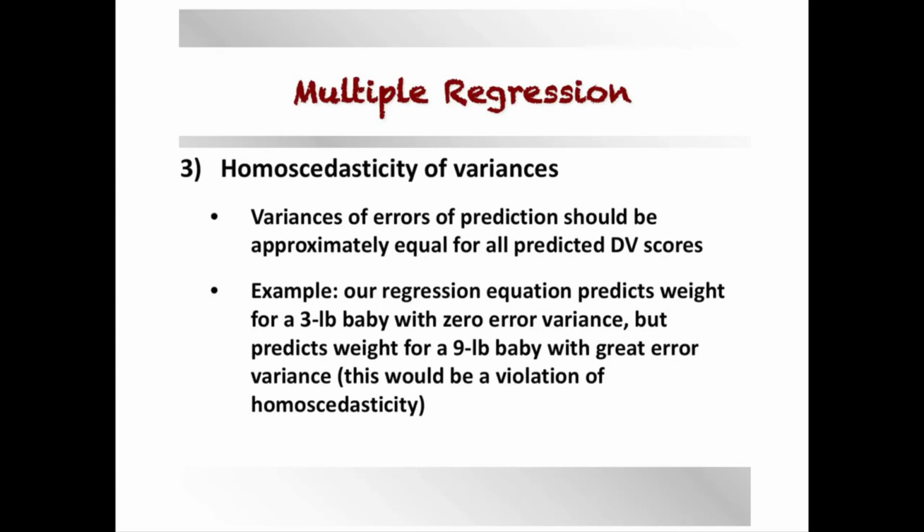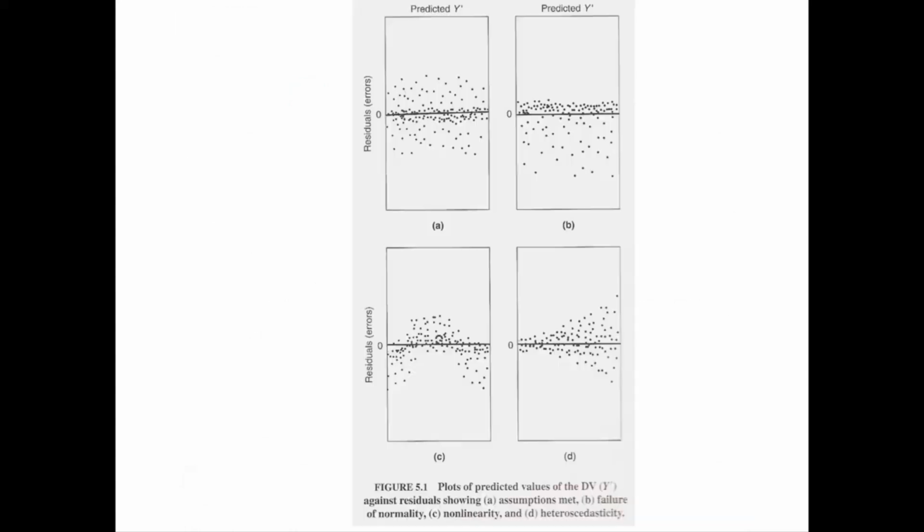The homoscedasticity of variance one. Again, you're going across on birth weight, and you're trying to figure out, is there a lot of variance in our prediction for a light baby versus a heavy baby? Maybe our equation is really accurate, meaning low variance for an 8-pound baby, but for a 3-pound baby, we're wildly off all the time, or there's just a ton of variance, or vice versa. In this case, the example says the weight prediction for a 3-pound baby is really accurate, but for a 9-pound baby is not. So variances of errors of prediction should be approximately equal going across.